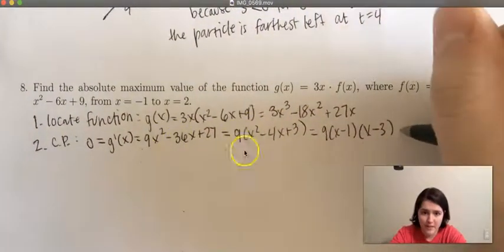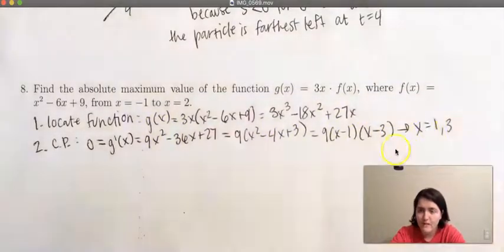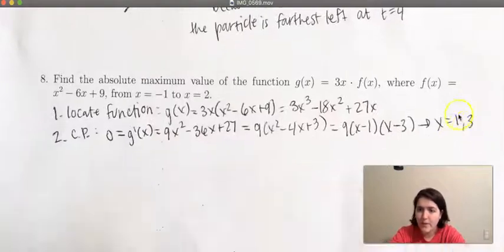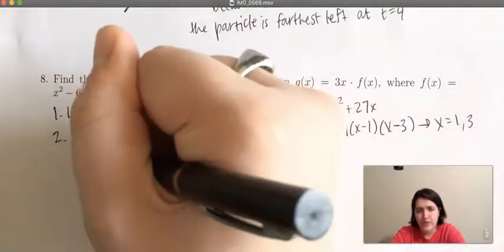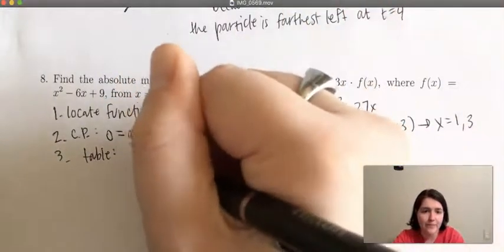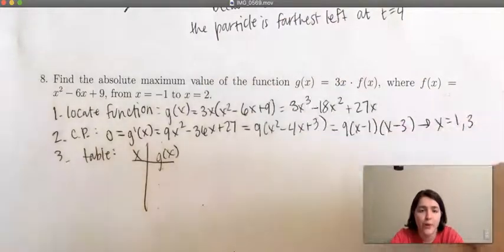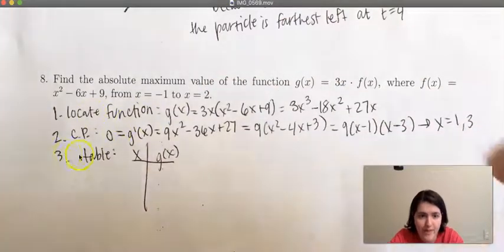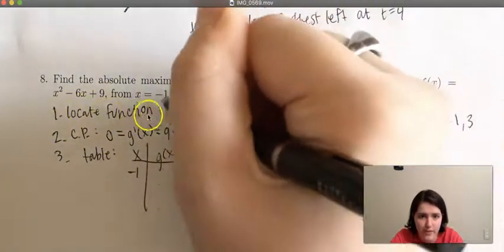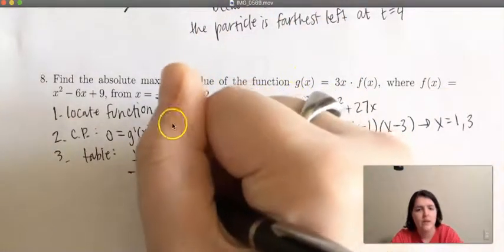So this is factoring it. We took out a 9, factoring it here. And then we have our critical points are 1 and 3. So now step 3 is we're going to make our table. So in our table, we want to use the locate function. Always remember step 3, table, we use the locate function. So we're doing x and g of x because that's our function here.